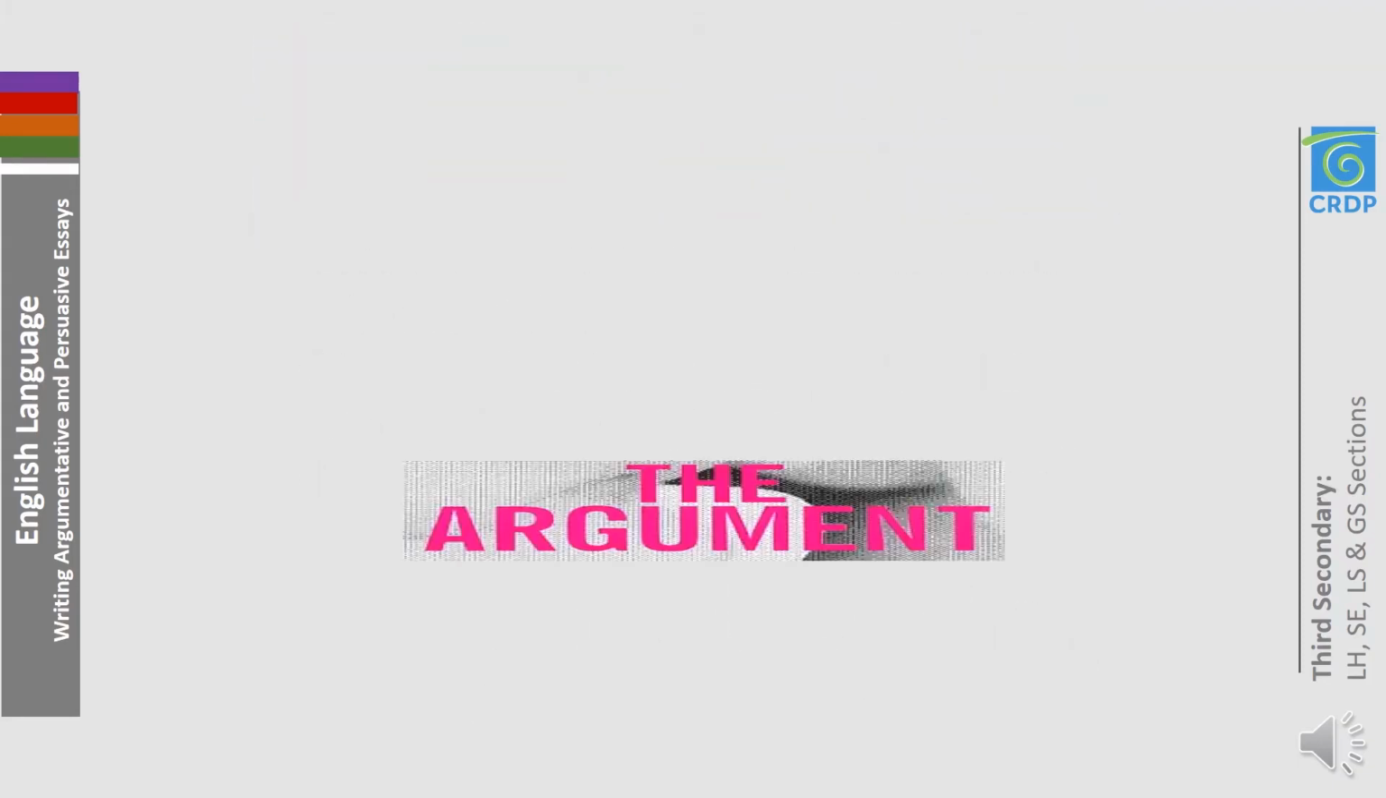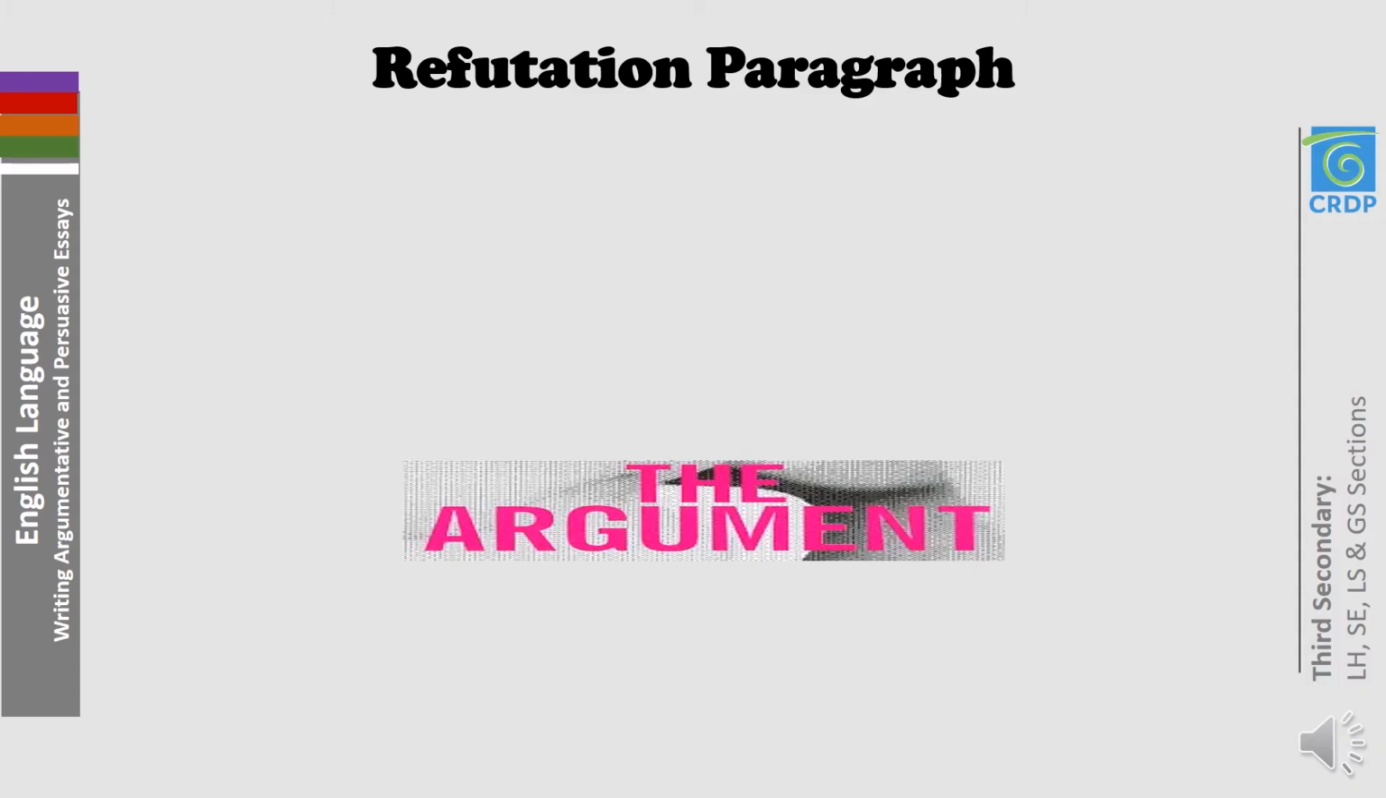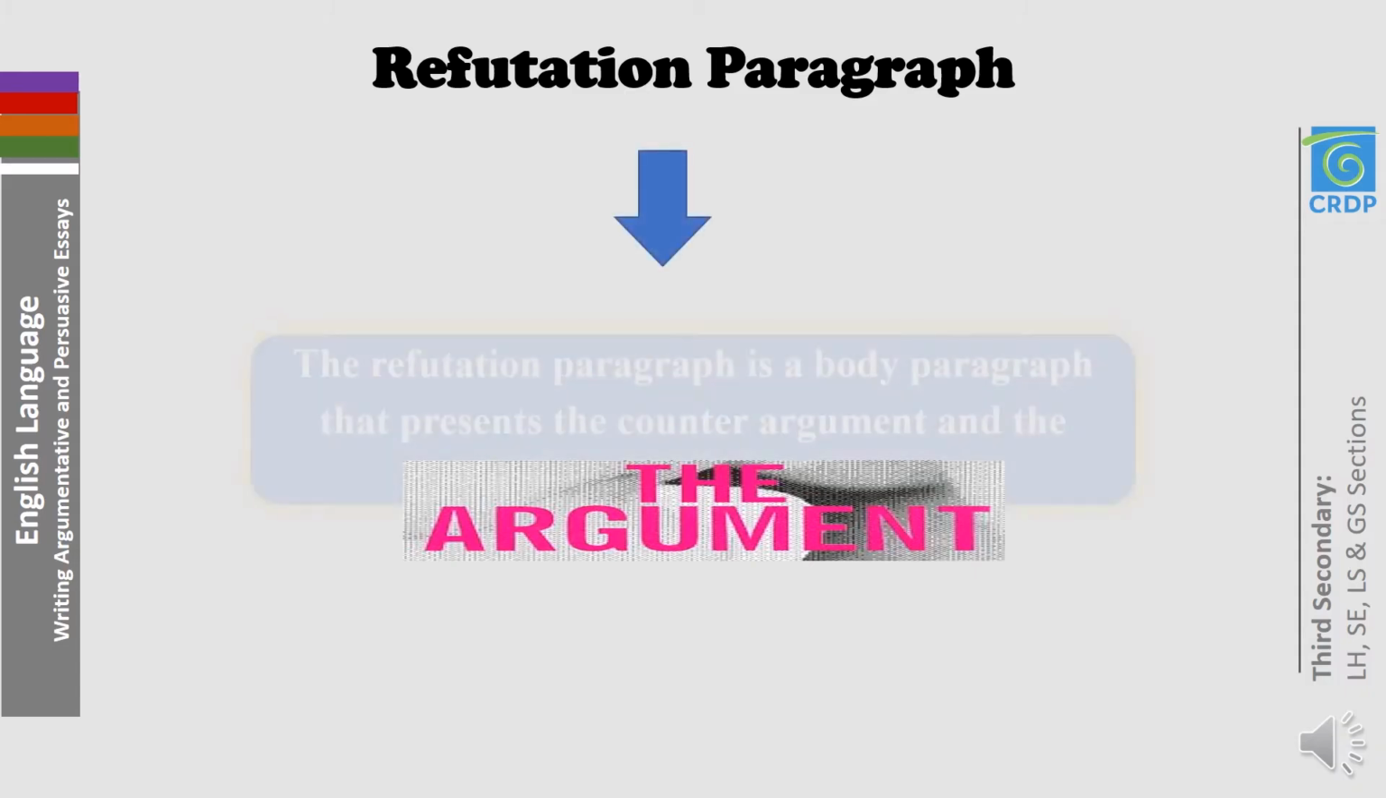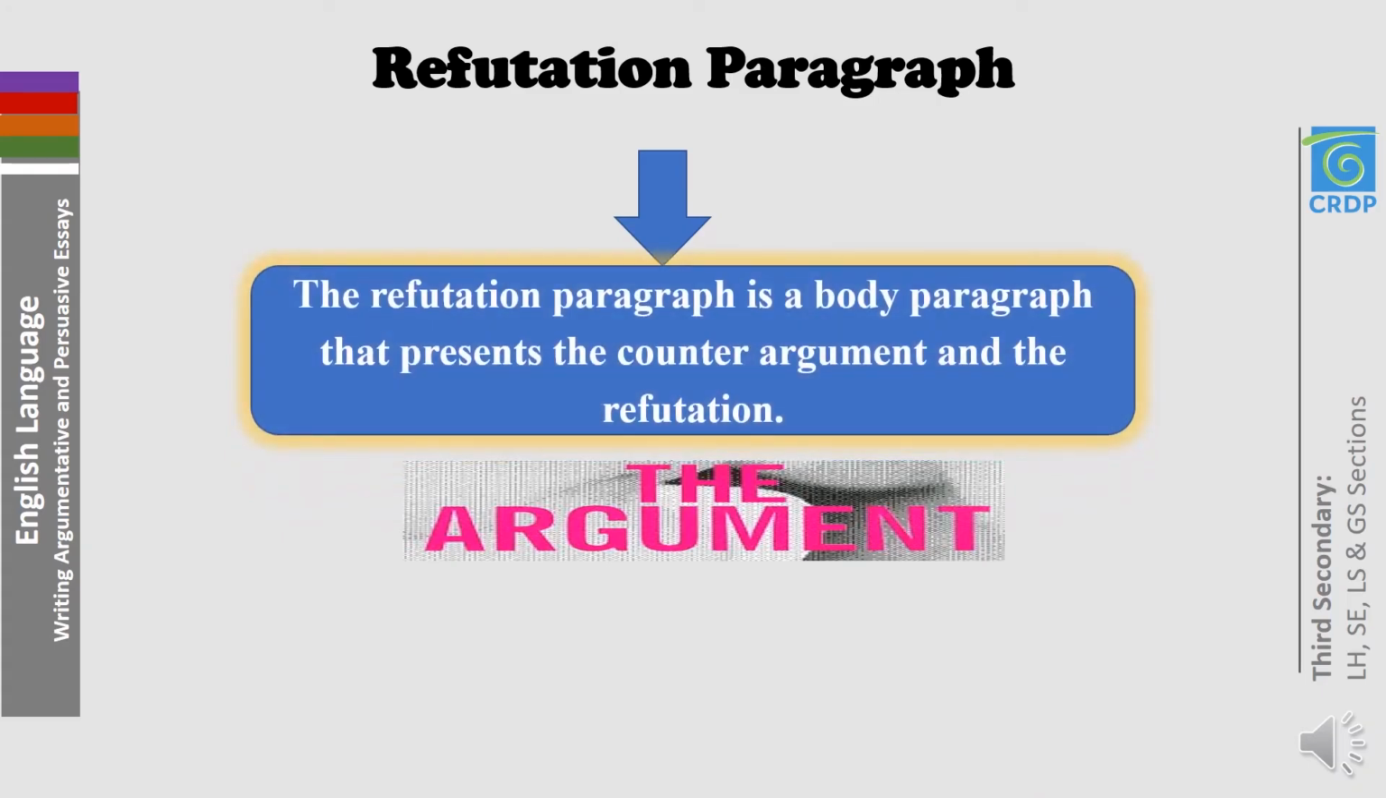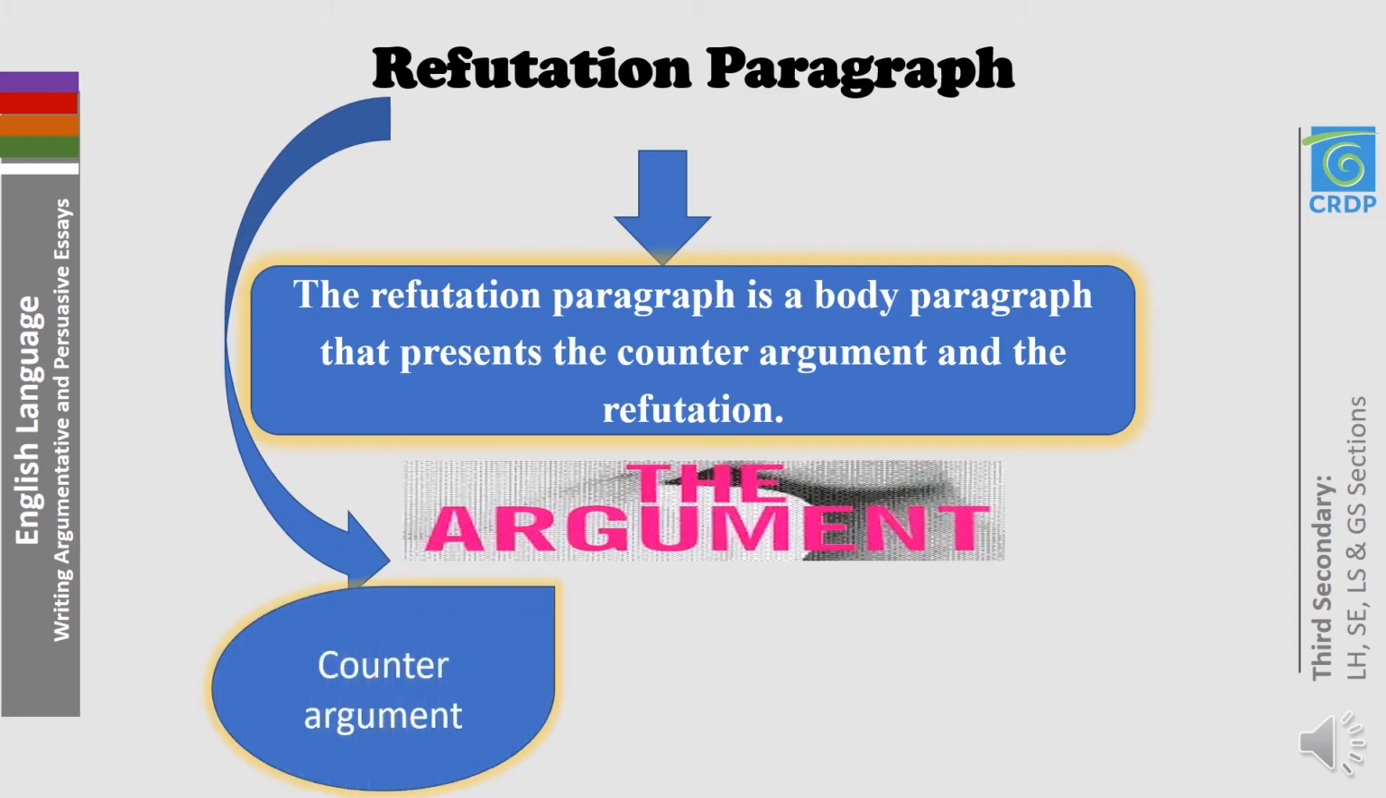It means you have to expect objection. A good refutation essay shows the writer is aware of the opposing arguments and ready to refute it in the refutation paragraph. What is the refutation paragraph? It is a body paragraph that presents the counter-argument and the refutation.